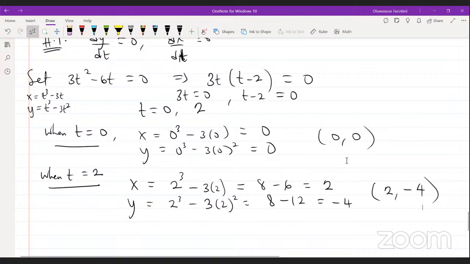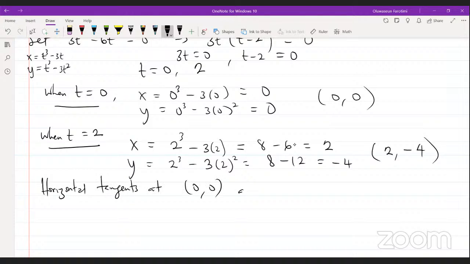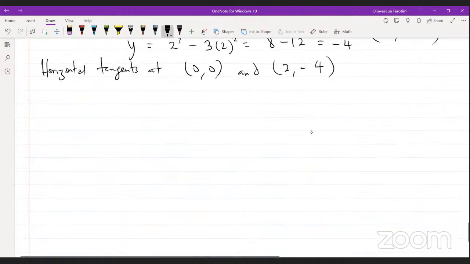Makes sense, guys. So what does that mean? That tells you about the horizontal tangent. So that means horizontal tangents at (0, 0) and (2, -4). So you must get the pair. You must get the x and y pair back. All right. So what about the vertical tangent?